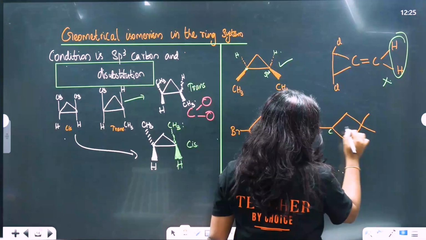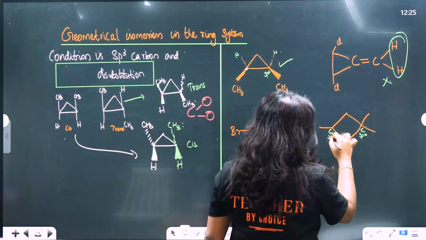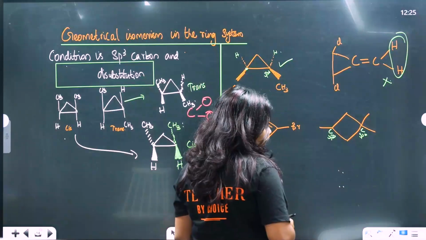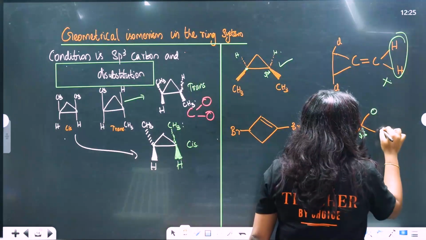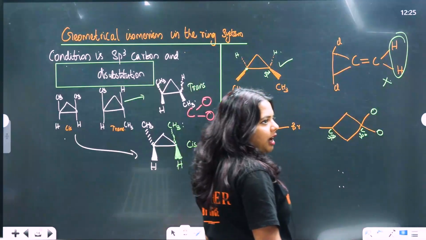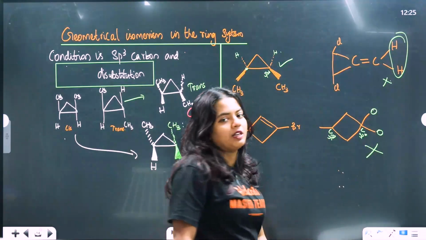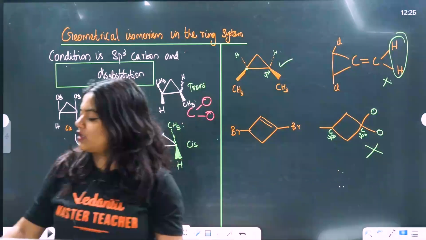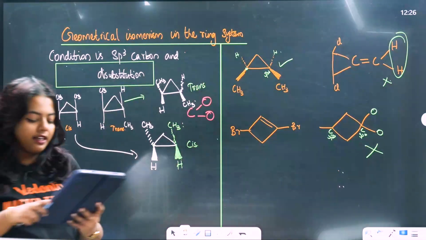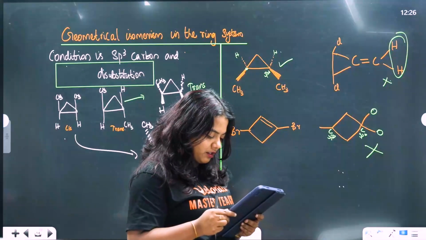Now look into this carbon, this carbon. This is sp3, this is also sp3, but what happens here is they do have the same group, right? What is there on this carbon? It is the same, right? So that means they do not have this particular isomerism. Whenever geometrical isomerism is there, they should have the di-substitution. Let me check whether any other examples are there.